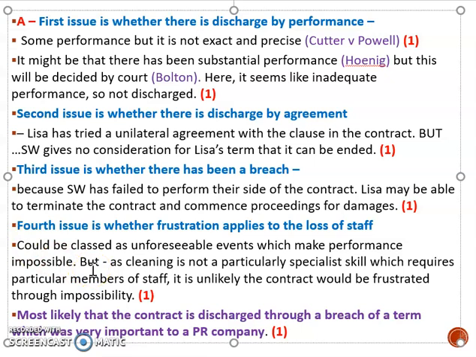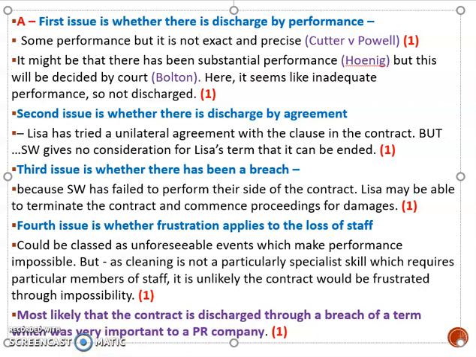not a particularly specialist skill which requires particular members of staff, so it's unlikely that the contract will be frustrated through impossibility. So I've concluded by saying that in this case, it's most likely that the contract has been discharged through a breach of a term, which was very important to a PR company. That's the most likely situation.